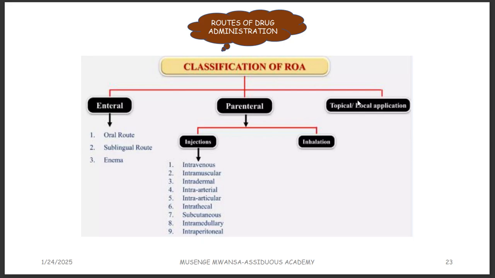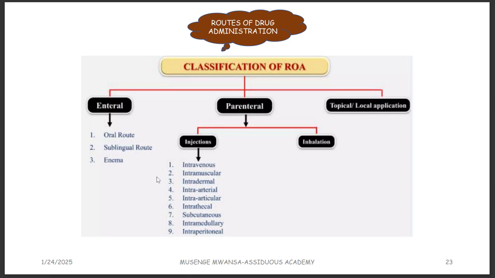Now, another concept you need to understand is the route of administration of a drug. There are three main routes by which you can give a drug. Number one, the enteral. Enteral means relating to the GIT. You have the oral method, where someone drinks the drug by mouth, or sublingual, where you put a drug under the tongue, or enema.